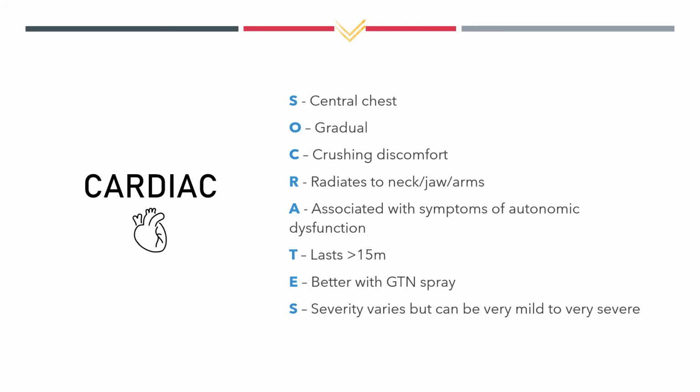Moving on to cardiac chest pain, heart pain itself is in the center of the chest. It's a crushing pressure. And quite often patients will say, I feel like I've got an elephant sitting on my chest, that kind of discomfort. Now, it radiates to the neck and the jaw and the arms, and it's associated with symptoms of autonomic dysfunction, like feelings of impending doom and anxiety and diaphoresis.